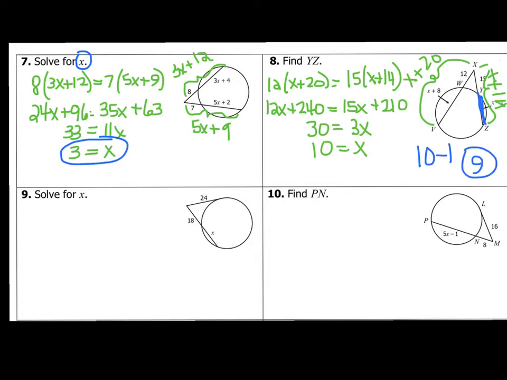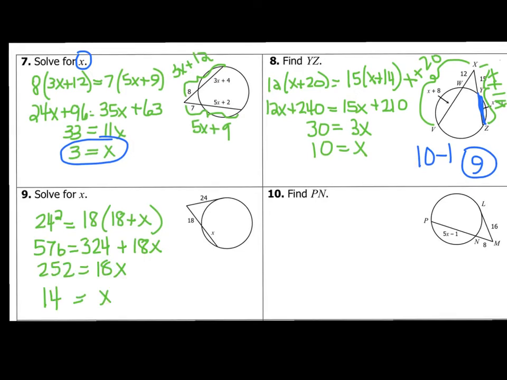Okay, the last kind is when I have a tangent and a secant meet outside. If you remember, the equation is A squared equals C times C plus D. And I get that x equals 14. They've asked me to solve for x, so I've got x equals 14.